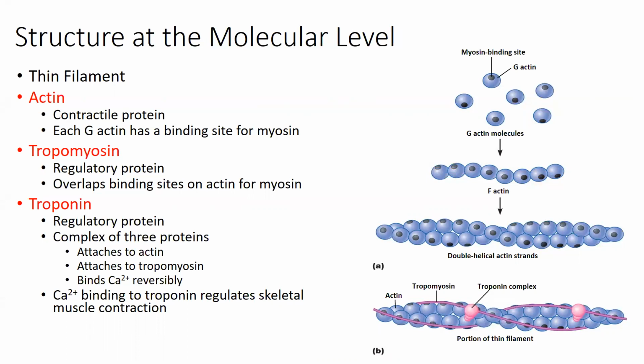Okay, is that clear? So I'll repeat that one more time. Calcium will bind onto this troponin complex. That will cause a shift in that protein, which will then unbind or unblock the myosin binding sites, and myosin will be free to engage with actin. Question?